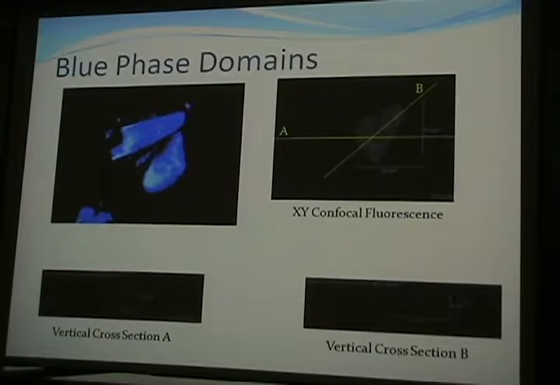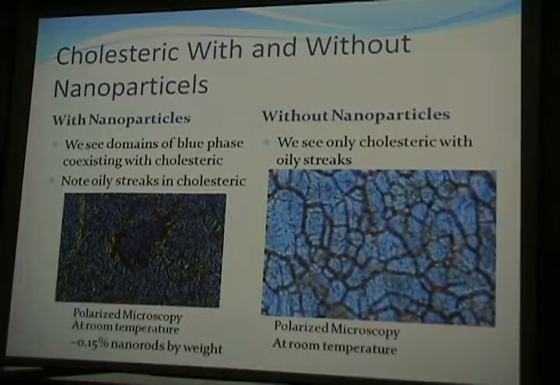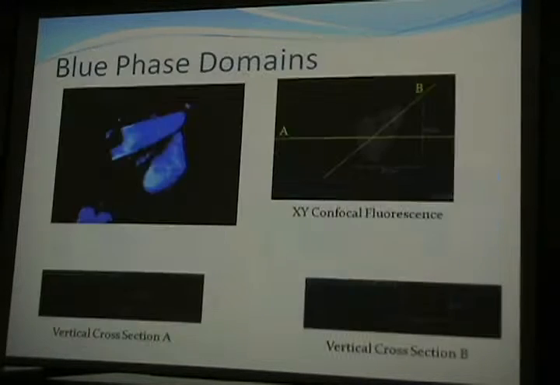So here are fluorescent confocal images that I took. This top one here is showing the fluorescence from the nanoparticles is confined to these blue phase domains in our sample. And this is an XY confocal scan. And then this image over here corresponds to this image right here with the confocal microscope. And in case you can't see in the back, it's kind of small. This says 50 microns, and 50 microns is the size of these scale bars.